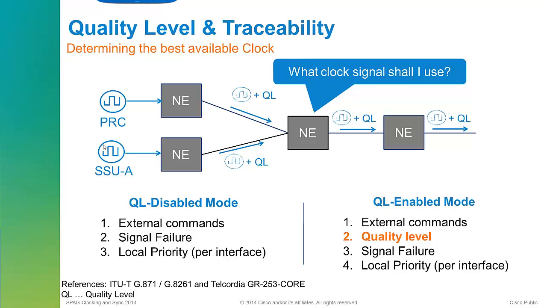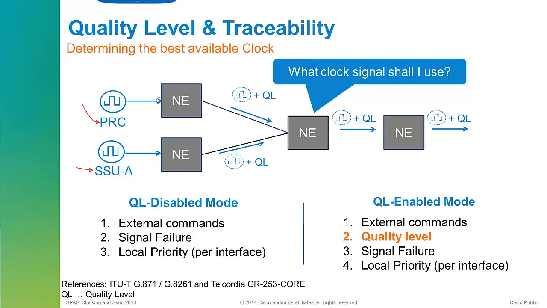So let's take an example from the left-hand side. We have two network elements. And again, don't worry about the acronyms too much. We'll cover these a little bit later. And we have a primary reference clock. The primary reference clock is the one you want. It's the highest quality clock that we would have in the ITU world. And we have an SSU-A, which is a lower quality clock than the primary reference clock. Still pretty good, but not quite as good as a primary reference clock. And I'll give you some numbers in a minute.